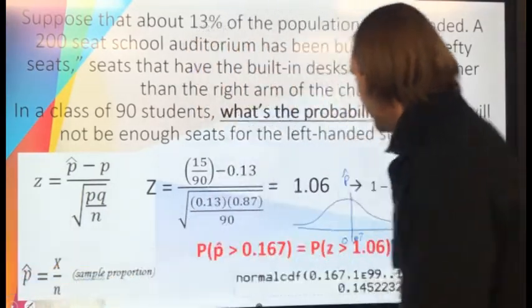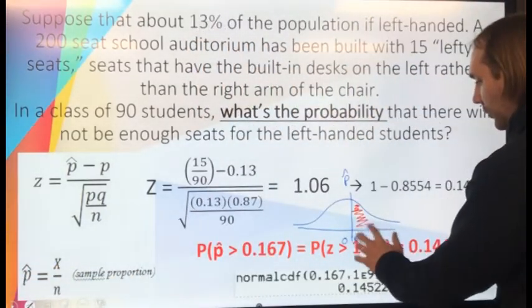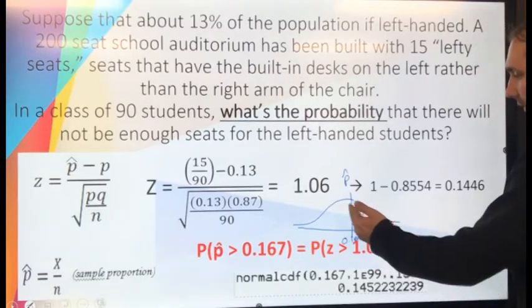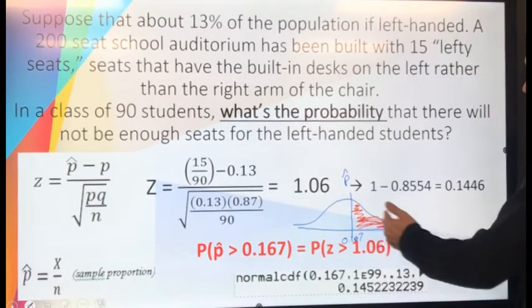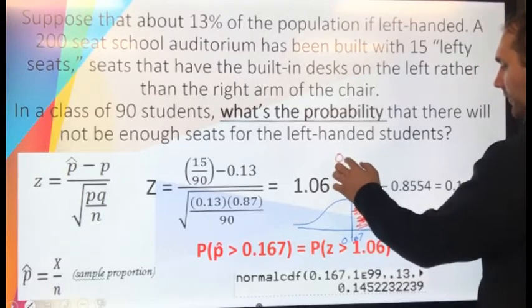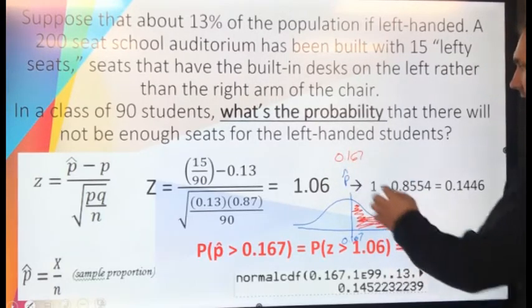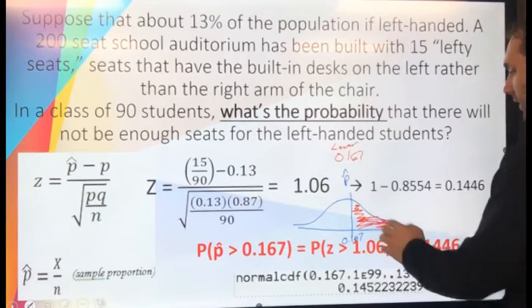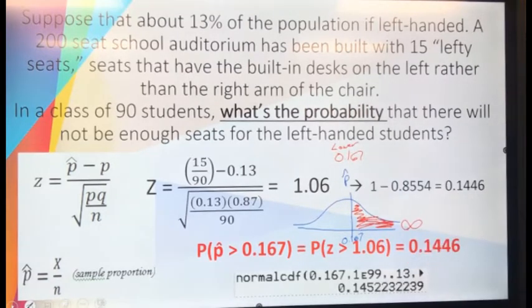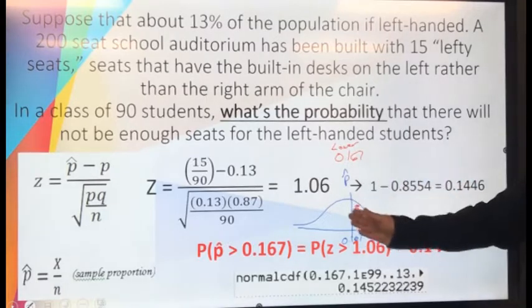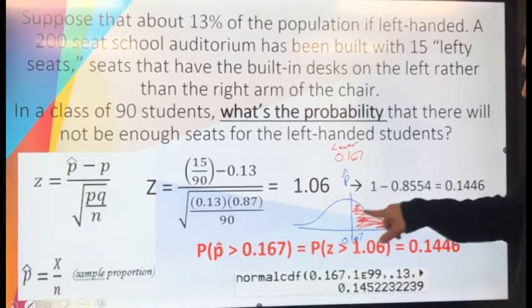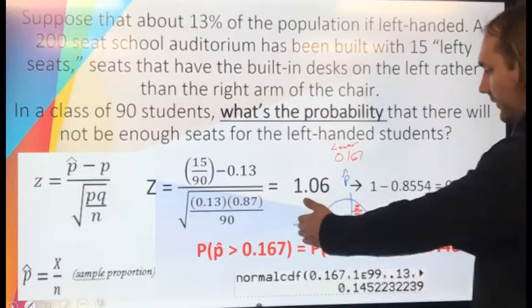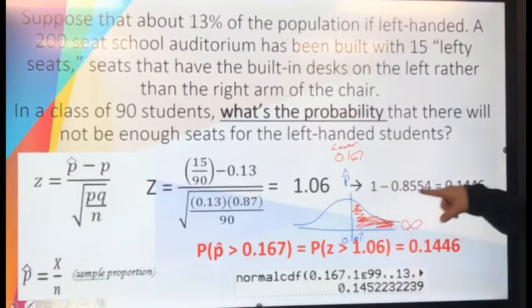Not enough seats means greater than or equal to. So I'm looking for all of this information on my normal model. I'm going from 0.167, that's my lower bound, all the way to this number here, infinity. With our z-table, it calculates this portion, which is why we're subtracting from 1. Subtracting the total from this portion will give us this space right here, which I see is roughly 0.1446, so 14%. That's if you want to do it by hand.